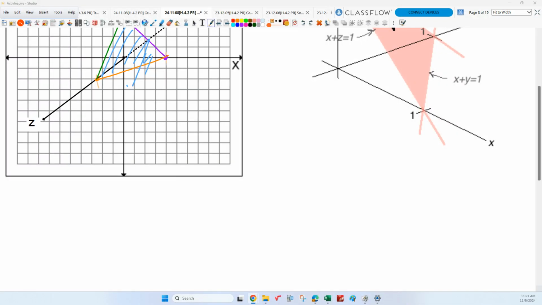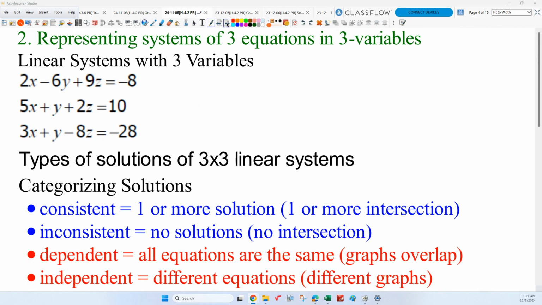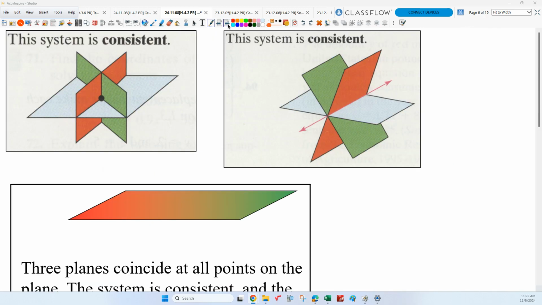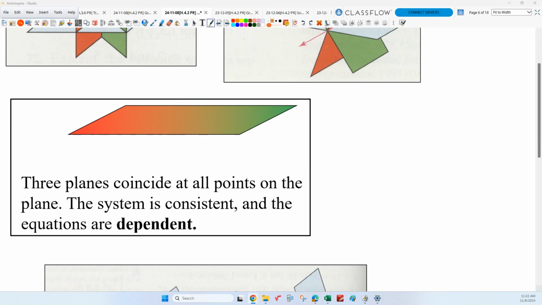All right, so then what if we had 3 equations in 3 variables? That would just be 3 planes. Now, what were the different possible outcomes when we graphed? Well, let's look at this vocabulary real quick. Remember, we talked about this with 2x2 systems. A consistent system has 1 or more solutions. Inconsistent means no solutions. Dependent means all equations are the same. And independent means different equations. The graphs are not all the same. They're all different, right? So we had a bunch of different possibilities there, right? If a system is consistent, that means it could intersect at a single point, it could intersect at a line, or it could intersect at one plane.